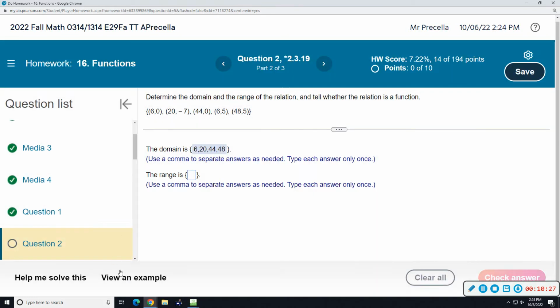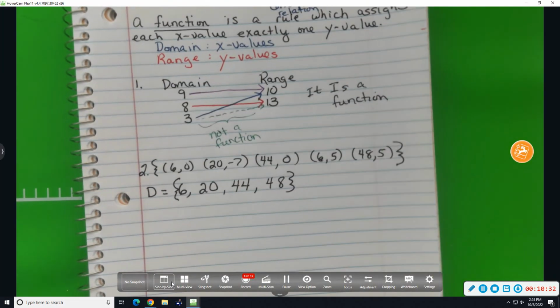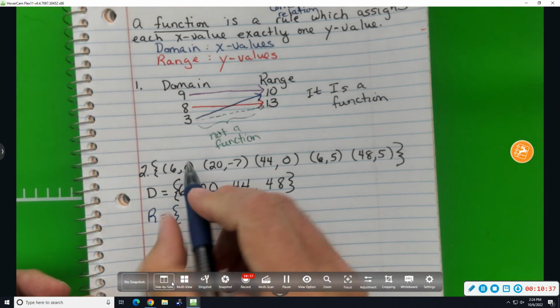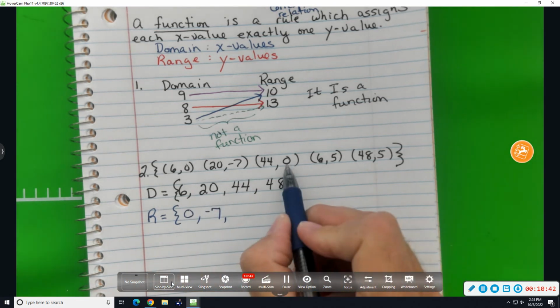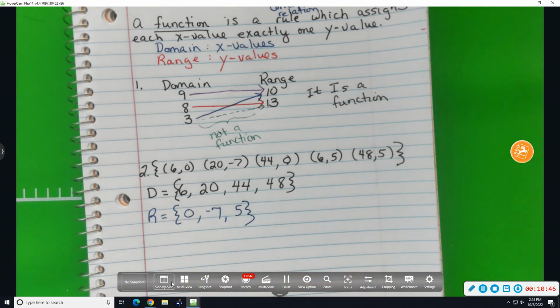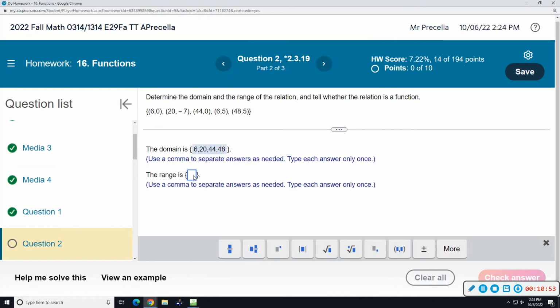Now it says write out the range. So let me do that. Those are the y values. We're not going to repeat anything. So we have 0, -7, and 5. Don't repeat 0, and we can't repeat the 5 again. This is one of those problems you can probably do without actually writing down everything, but it's good to just make sure. 0, comma, -7, comma, 5.